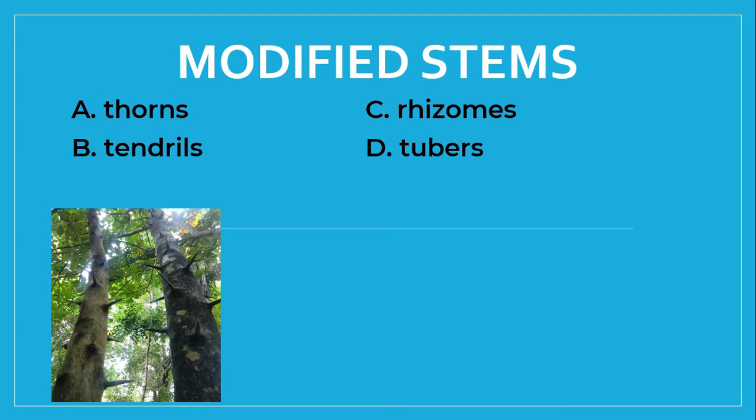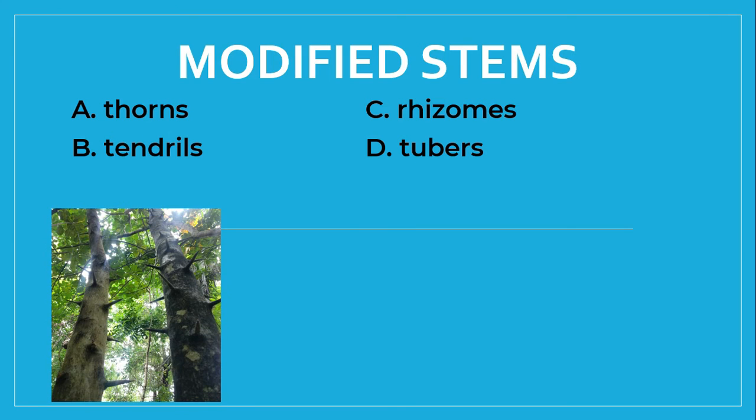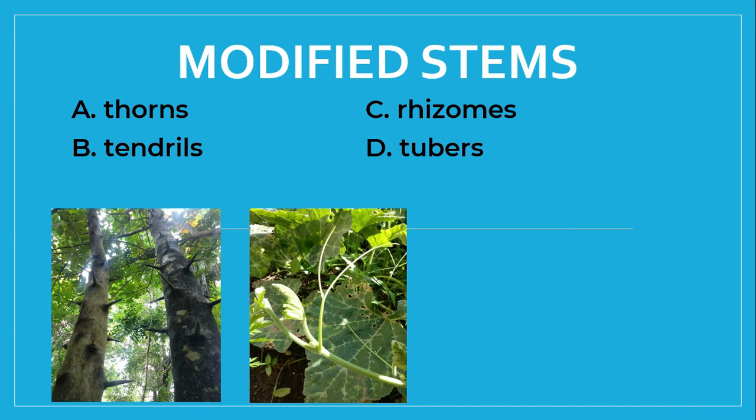Bigyan naman natin ng example yung mga modified stems. Una na dyan yung tinatawag natin na thorn. This is for protection. For example yung sa mga puno ng suha at ng mga lakban. Para hindi makain ng mga predator or animals yung kanilang fruits. And then we have what we call the tendrils. This is for attachment. Example nito yung sa mga sitaw, upo, patola, pati na rin sa mga squash or kalabasa.